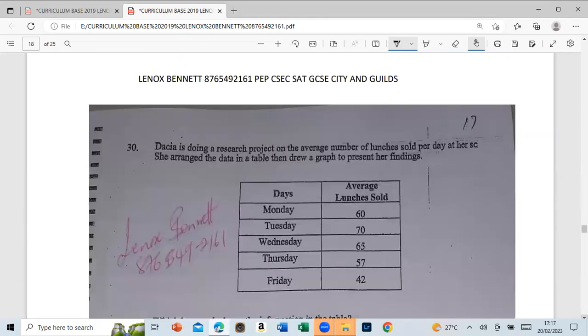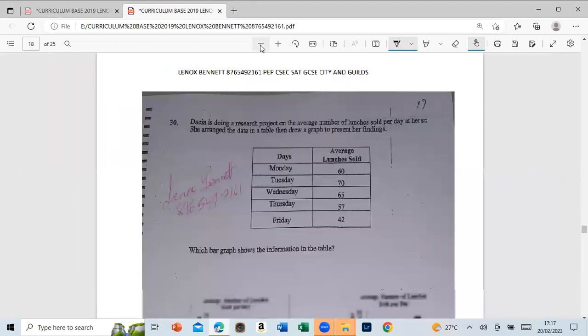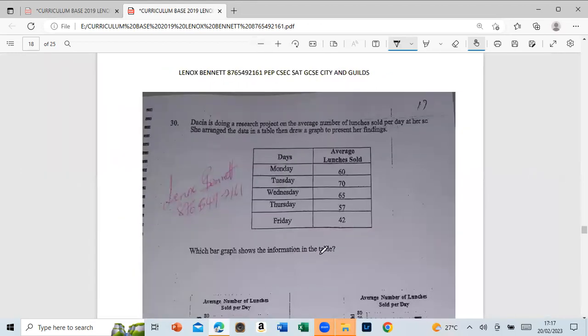This year is doing a research project on the average number of lunches sold per day at her school. She arranged the data in a table and drew a graph to represent her findings. So guess what? Which paragraph shows the information above?